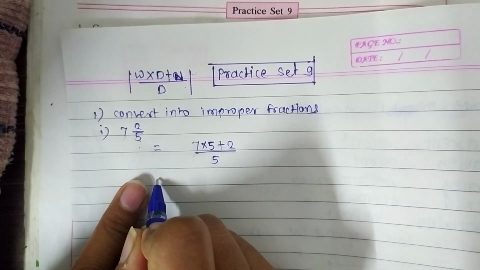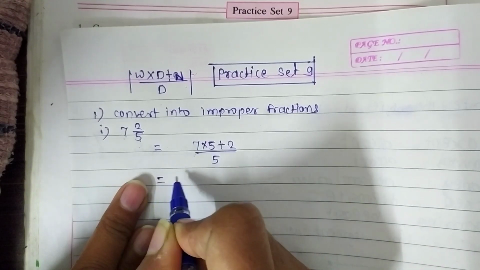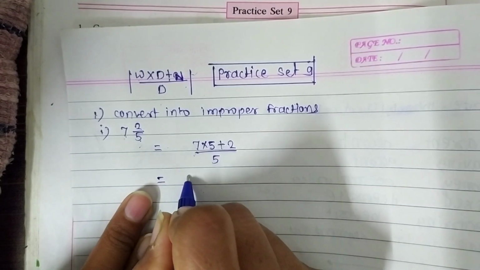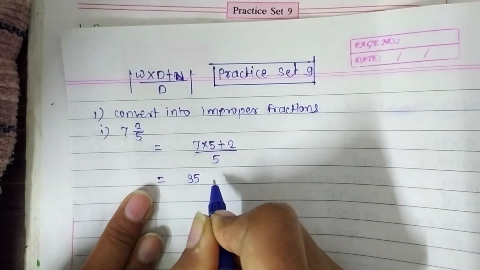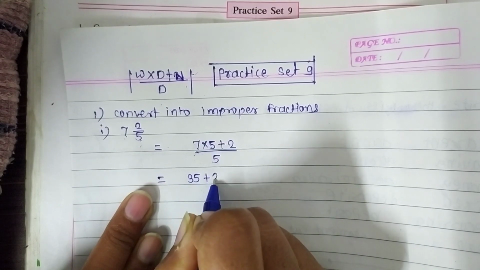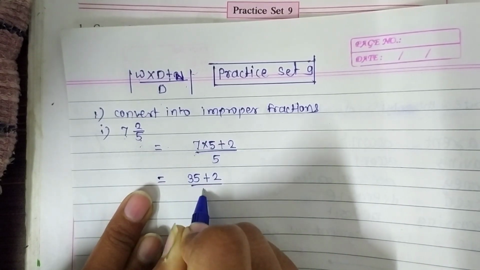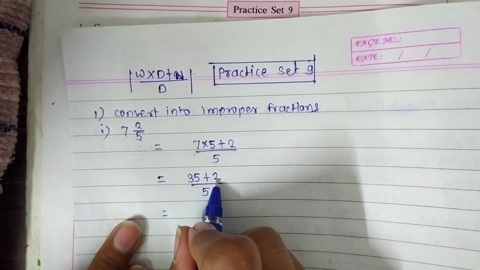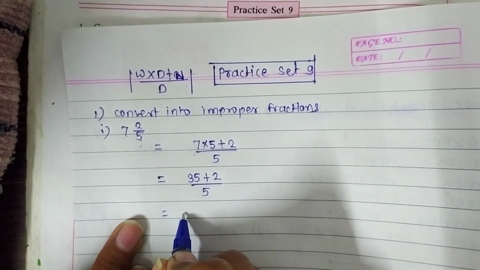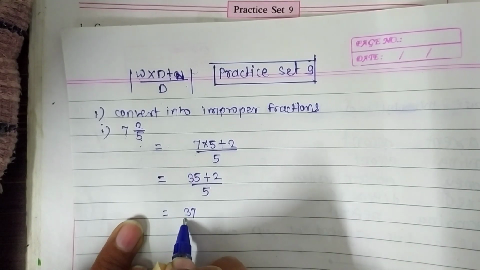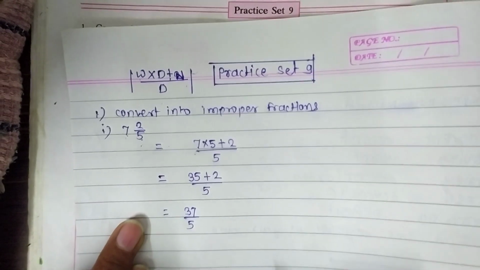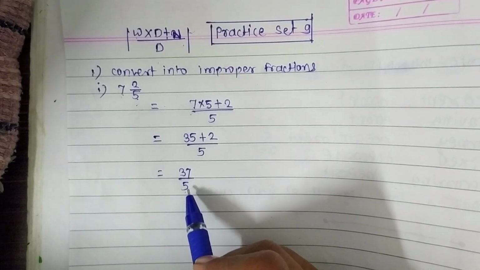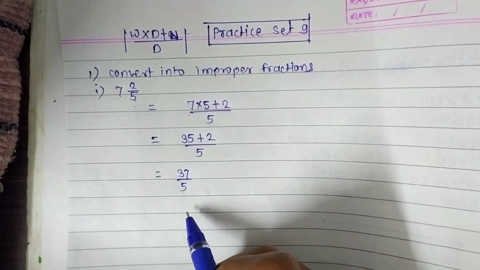So let's do the operations here. First of all, we have to multiply 7 by 5. The number we get is 35, plus 2, divided by 5. Let's add 35 plus 2, which is 37 upon 5. So the improper fraction here we get is 37 upon 5.